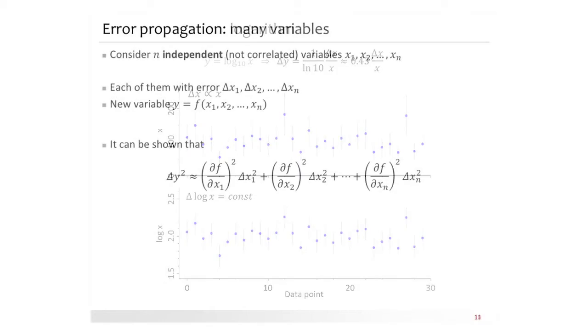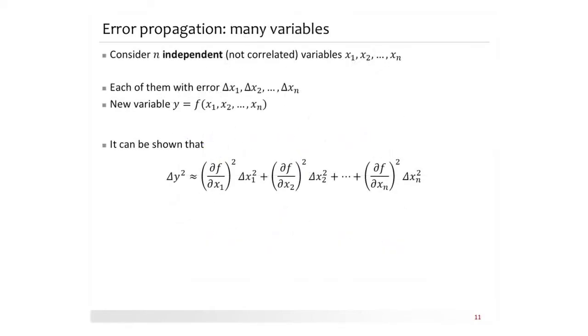This is an approximation only. Now, if we go to many variables, so if you have variables x1, x2, up to xn, and what is very important, these variables are independent. I will come back to this later. So you have n uncorrelated independent variables, and each of them has an error, delta x1, delta x2, up to delta xn. You calculate a new variable, just one, as a function of all these variables. This is the formula we are going to use for error transformation. I will not show you a derivation of this. It's a little bit more complicated.